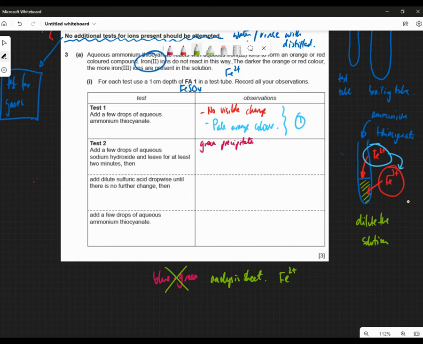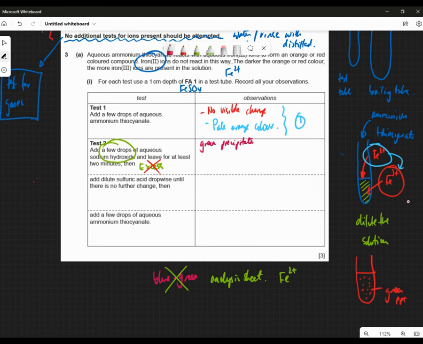Now with all of these things, it does say just add a few drops here. So in this case, we don't need excess. It just wants you to add a few drops. Now what happens is this: you have your precipitate, there's your solution, and it's the green precipitate in here, green PPT. And this is where I think everyone missed the mark.